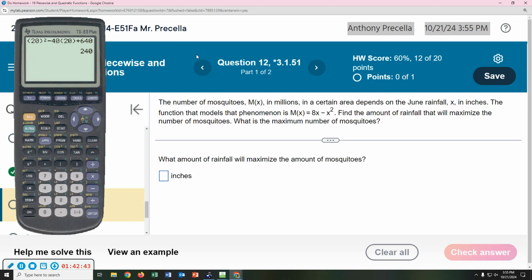Now, this one's tricky. The number of mosquitoes in millions in a certain area depends on the June rainfall, X, in inches. So X is the number of inches of rain. The function that models that phenomenon is M of X, probably M for mosquitoes. And here's why it's tricky: 8x minus x squared. They give you the function. And hopefully you'll agree it's a quadratic function. It has that x squared.